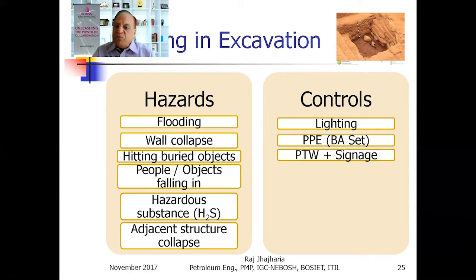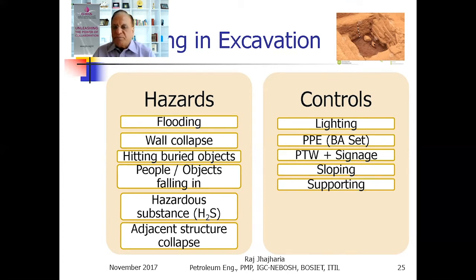And you need to have a permit to work. And also you need to put up some signage outside the pit so that people know there is work going on. And there should be a sloping. When you are digging a hole or making a hole in the ground, it should not be very vertical. It should be sloping. So people, even if they fall, they will not fall immediately inside. They will roll over. And it should be supported by some kind of net or some scaffolding.